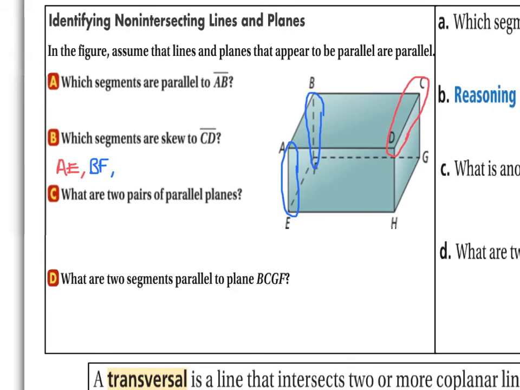Okay. Another one would be line EH, which is here. Okay. EH, again, it's not parallel, and it's not in the same plane. And then finally, the other one would be line FG. FG down here, again, they'd never intersect, and they're not in the same plane.